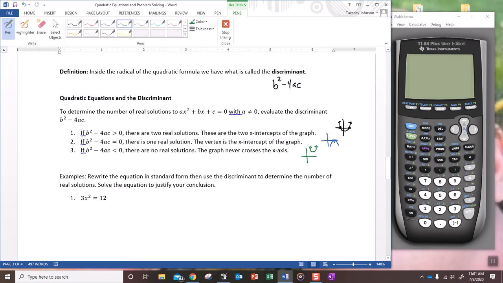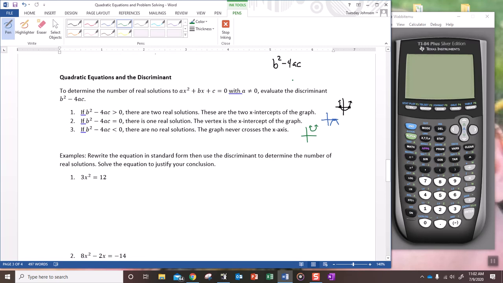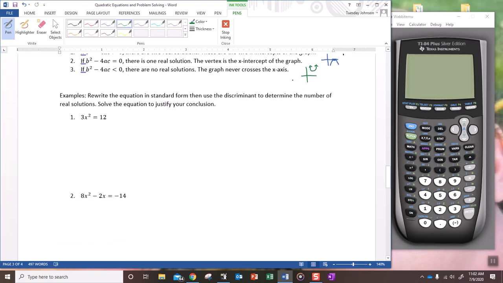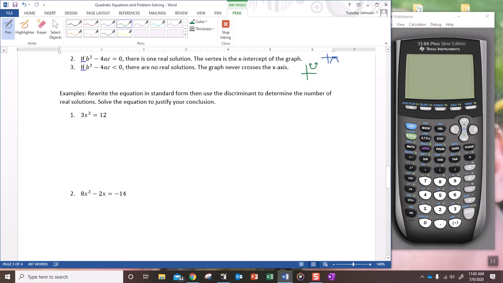So there's three different things that can happen. Either we could have 2 x-intercepts, 1 x-intercept, or none. And the discriminant, it discriminates between the types of solutions. That should be the only discrimination that we see. So we're going to rewrite the equation in standard form and then use the discriminant to determine the number of real solutions. Then we'll solve just to make sure we're right. So let's start here. Write it in standard form.